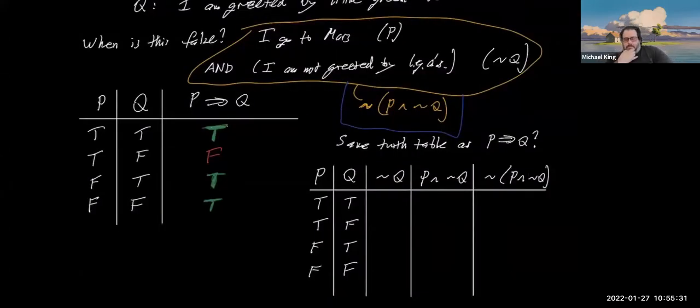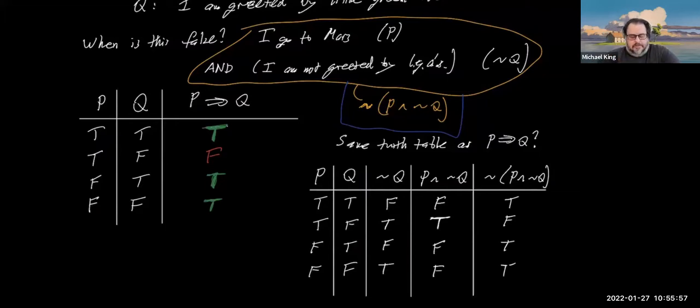Okay. Is it working out? Are you guys getting the same thing? Yes. Right, so not Q just flips this column. We AND those together. The only place that's true, I think, is there. And you can see now that if you flip this column, it becomes the same thing. So again, a little strange, but this is the truth table for P implies Q.